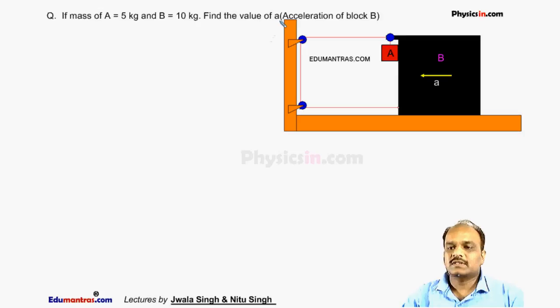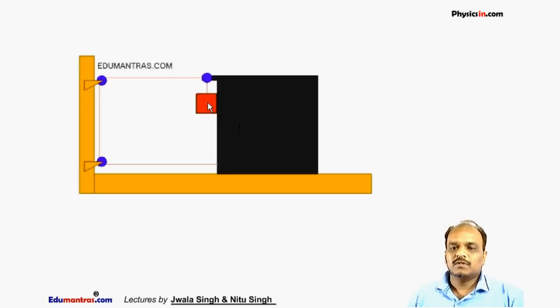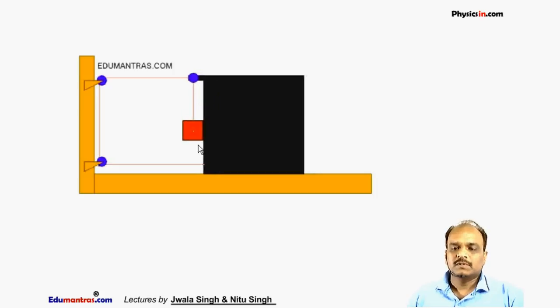Now we have to find the acceleration of A, the value of A, that means the acceleration of block B with respect to ground. As we know, when this block is moving horizontally with acceleration A, the acceleration of this block comes out to be A, and in downward direction it is 2A, as we can see from this video. Watch the motion of this block A and block B.